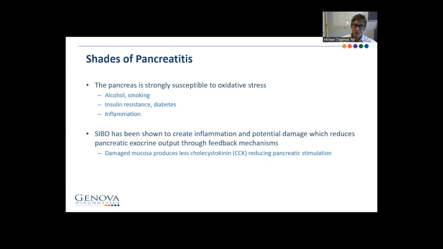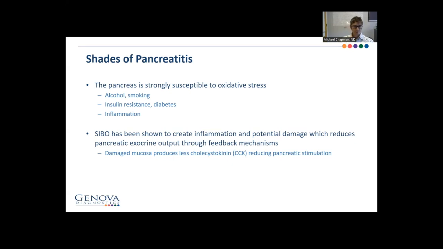Keep in mind, everything's a sliding scale, right? There are shades of pancreatitis. It's not just that you have pancreatitis or you don't. You can have low levels of pancreatic impact just from things like mild insulin resistance, alcohol, smoking, some mild inflammation. The pancreas is strongly susceptible to oxidative stress. So if you see a lower pancreatic elastase in a patient and you can't really figure out what's going on, think about that list and ask whether some of these things could be minor, a minor SIBO or maybe a little more alcohol than they're reporting to me, those sorts of things.